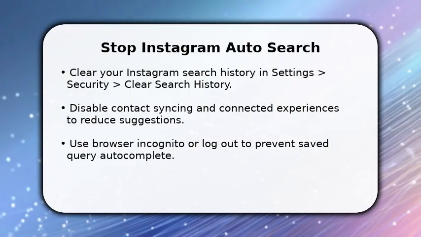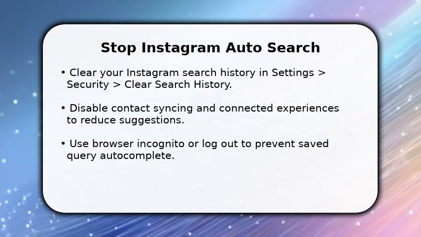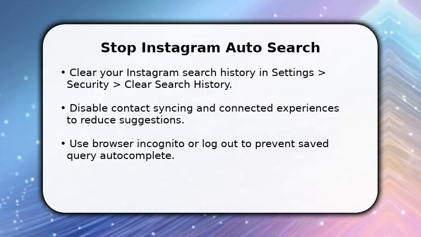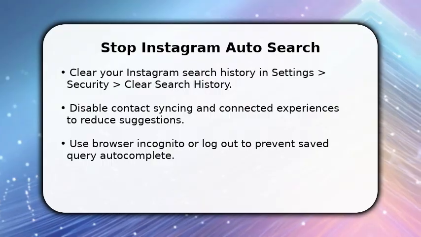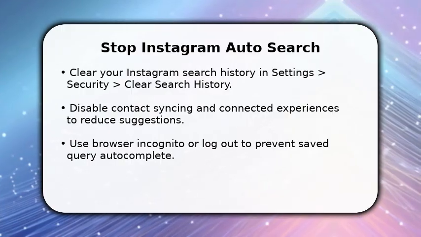I will show how to stop Instagram from auto-completing or auto-suggesting searches. Start by opening your Instagram profile and tapping the menu icon. Go to Settings and then Security to find Search History. Clear your search history by choosing Clear All and confirm the action.